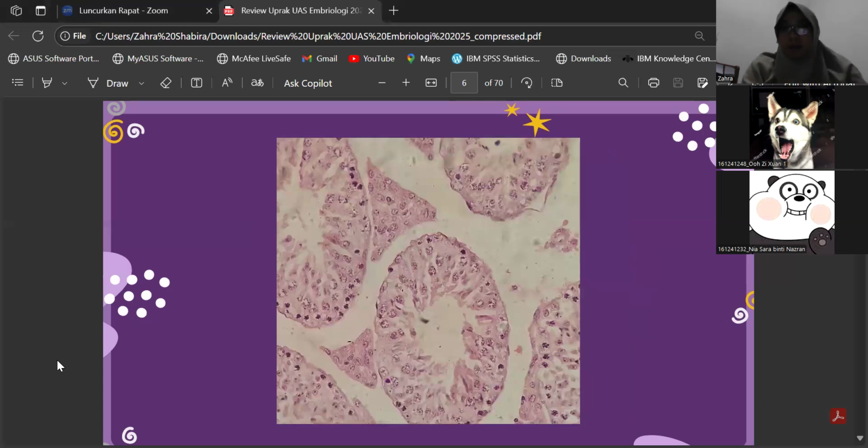This is the other picture. You can see again the full picture of tubulus seminiferus and all the spermatogenesis cells inside. There is a lumen also at the center, and over here, smooth muscle and interstitial tissue with Leydig cell.